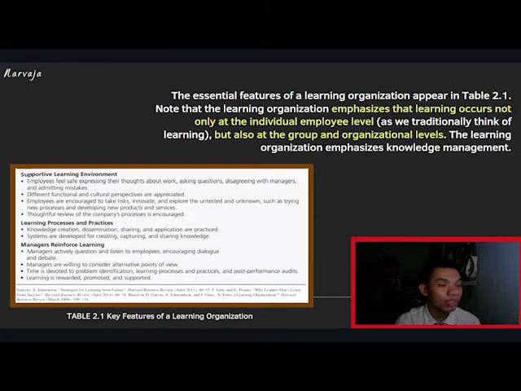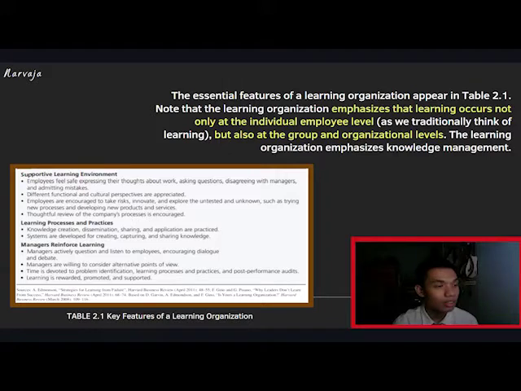So the first in supportive learning environment is that employees feel safe expressing their thoughts about work, asking questions, disagreeing with managers, and admitting mistakes. To be a supportive learning environment, the company should be trusted by the employees. In this way, the engagement between the employees and their superiors will result in positive behavior. Next one is that different functional and cultural perspectives are appreciated. As we know, many employees have different and diverse ideas because of their origins, and the company should be aware that employees' ideas are also viable for the company.